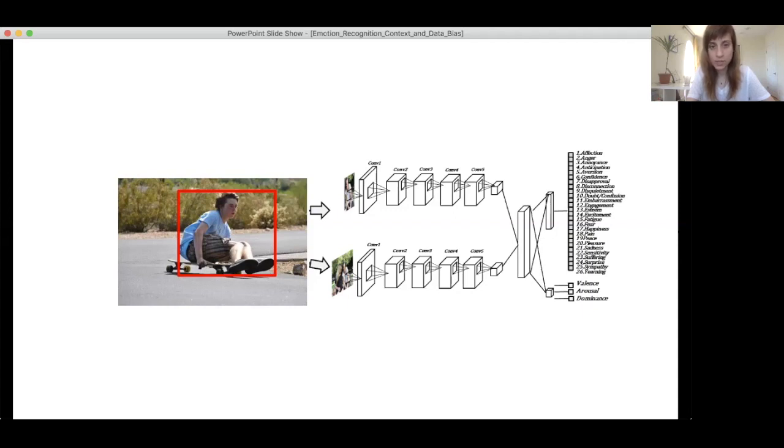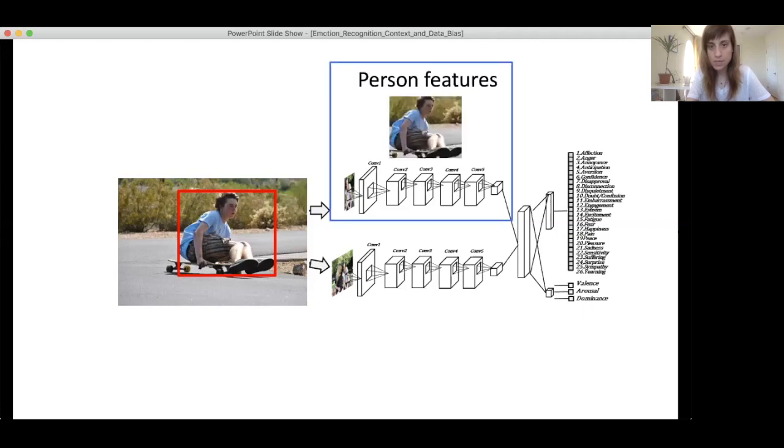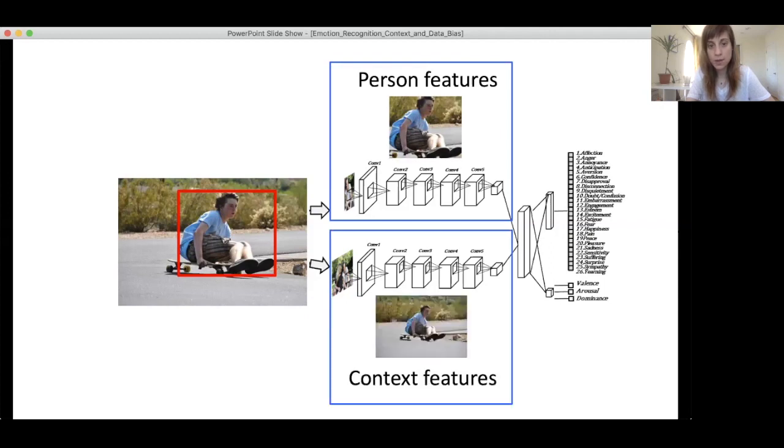So this architecture basically takes as input the image, and it has two separate branches. One of them is the person features. So it has some convolutional layers to extract visual features from the person window. And then there's another one that processes the whole image and extracts what we call context features. Then we merge these features, and we have just one fully connected layer before the output. And we have two outputs in this case, the discrete categories and the continuous dimensions.